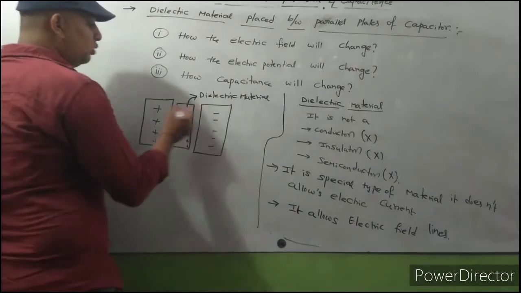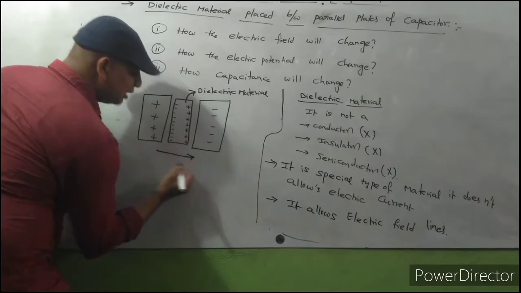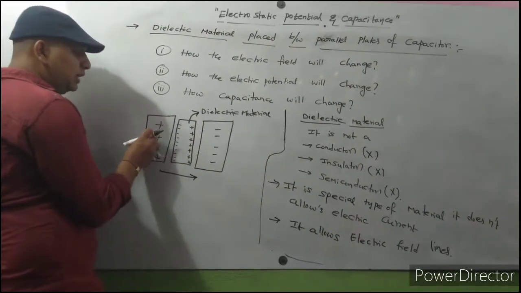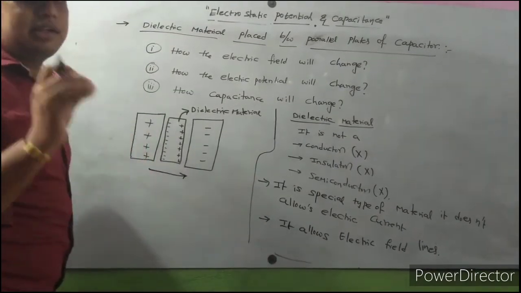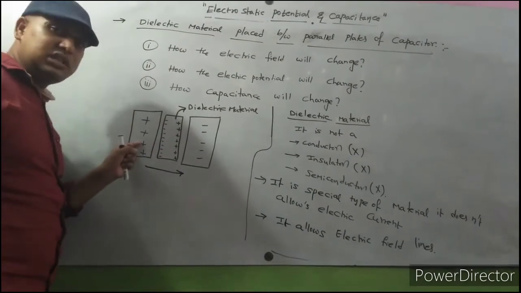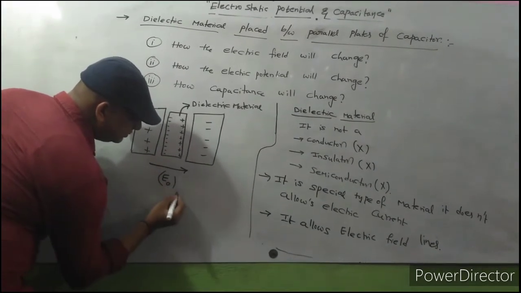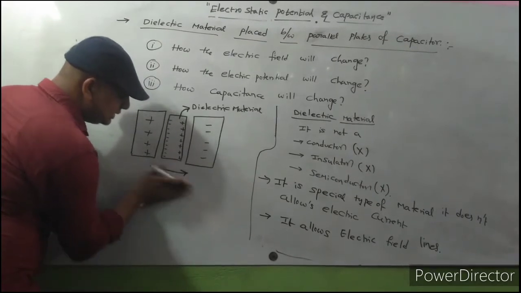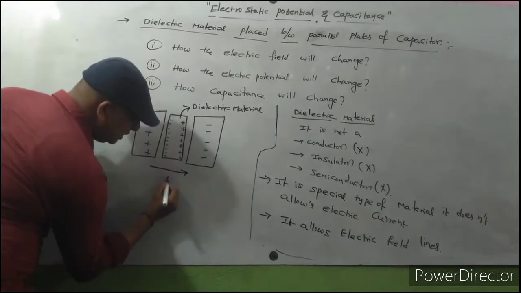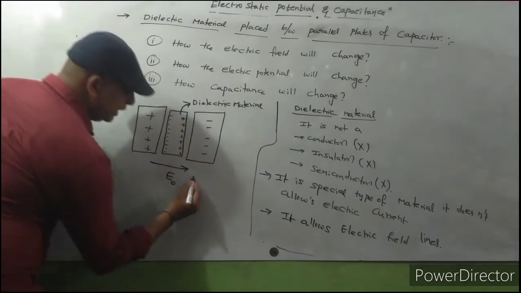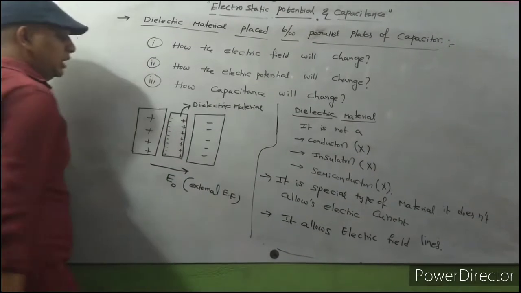That means it allows electric field lines. This is a positive charge, this is a negative charge. How do the electric field lines move? You know already, the direction of the electric field line is always from positive charge to negative charge. This is an external electric field. I consider it as E0, the external electric field.